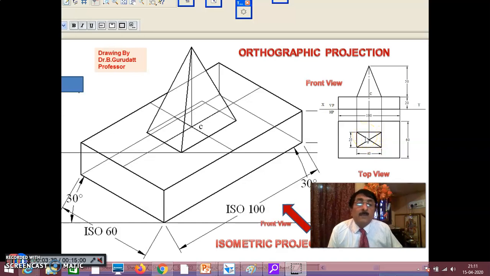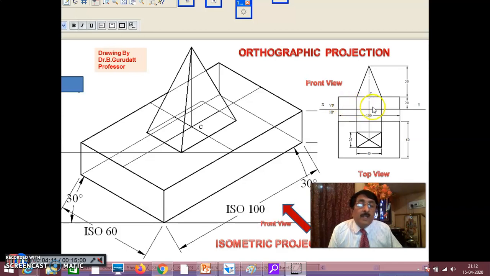It is not a square pyramid, it is a rectangular pyramid of size 40 into 25 base, height 50. In that way, please understand, looking at the front view and top view only, you should know what are the solids mounted one above the other. It is clear from the front view and top view that the base solid is a rectangular prism 100 by 60, height 20, and the top solid, look at the top, is a rectangular pyramid 40 by 25 and height 50. In that way, analyze solids carefully.